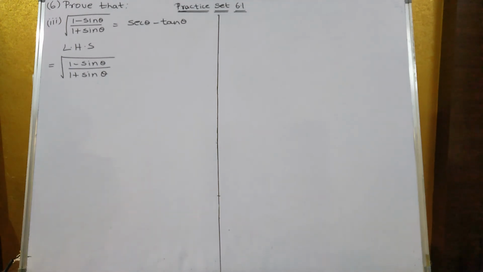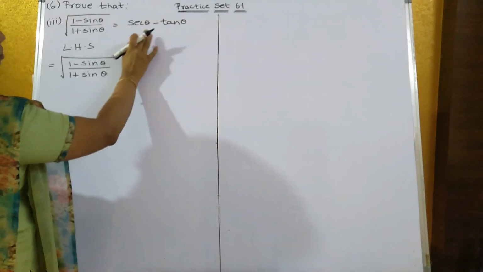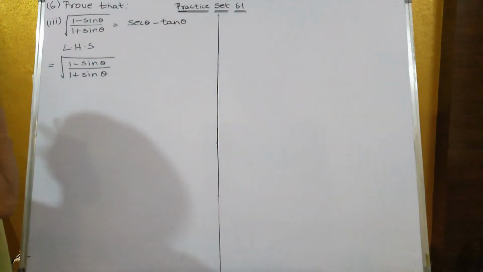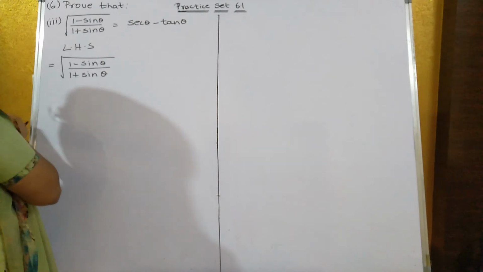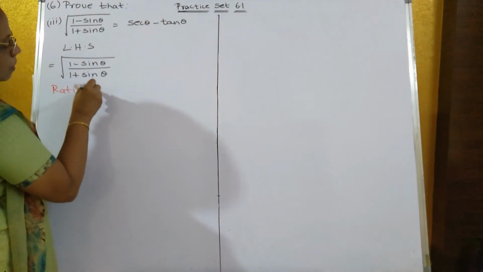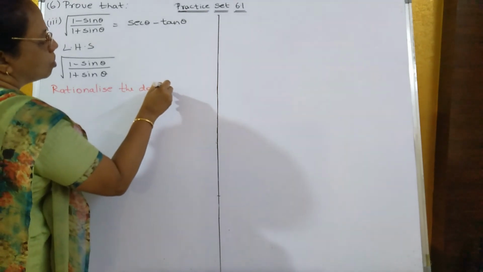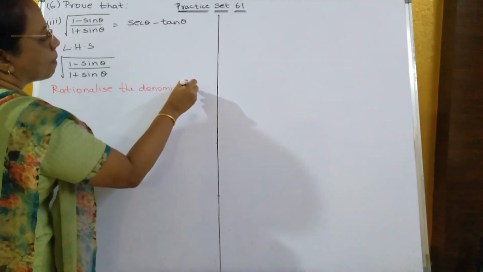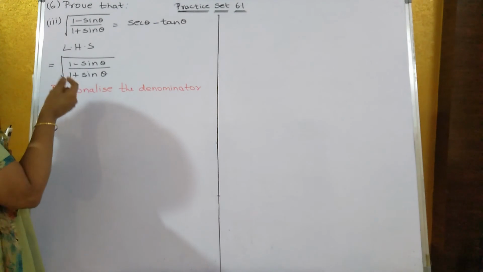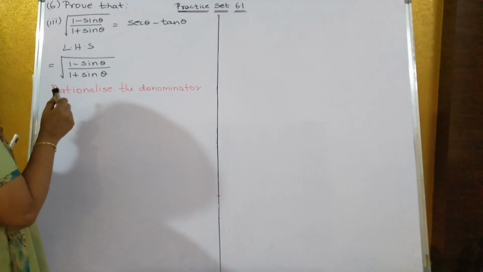Now third sum, they have given that root of 1 minus sin theta upon 1 plus sin theta, we have to prove that is equal to sec theta minus tan theta. Now LHS is equal to root of 1 minus sin theta upon 1 plus sin theta. So first we have to rationalize the denominator. So what is the denominator over here? 1 plus sin theta. Opposite of 1 plus sin theta is 1 minus sin theta. So multiply in the numerator as well as in the denominator by 1 minus sin theta.